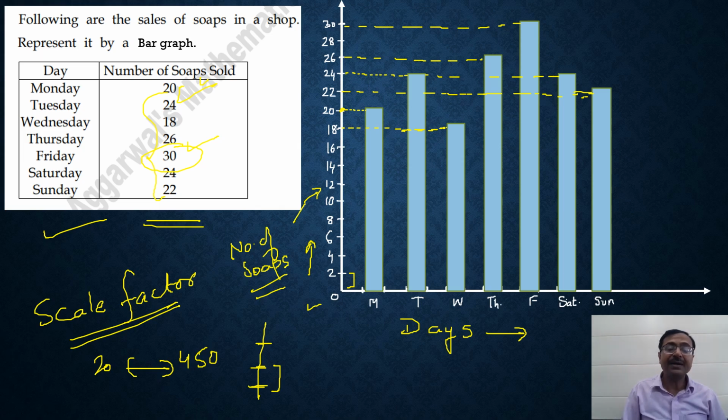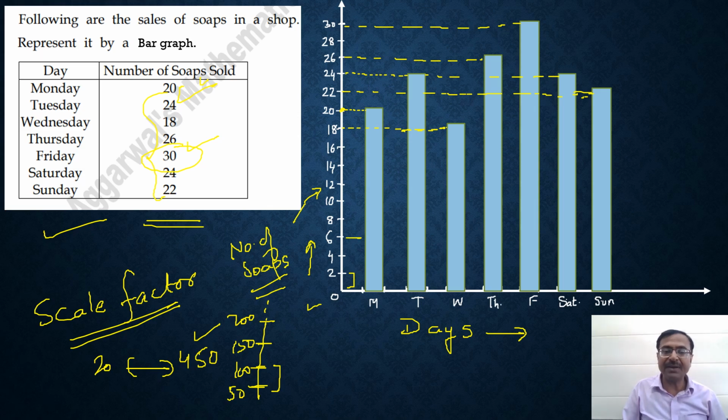You could take 10 soaps, that will be up to say 450, means 45 centimeters. That's a big quantity again. So you can take 50, 100, 150, 200, and so on. That will work, because up to 450 you will just consume 9 centimeters on the y-axis. So suitability of the scale factor is very important. Secondly, if you draw the bar graph, you have to leave spaces between the vertical rectangles which I have drawn there.